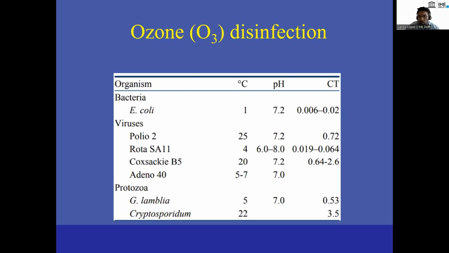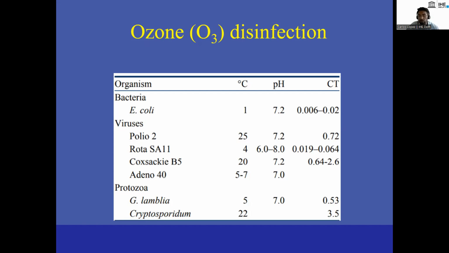And for protozoa like Giardia lamblia or Cryptosporidium, that is one of the most difficult ones to remove, we need CT values of 0.53 or 3.5. So this is way more effective because it's much stronger than chlorine.